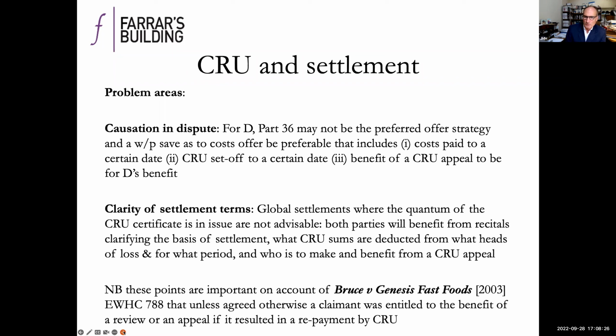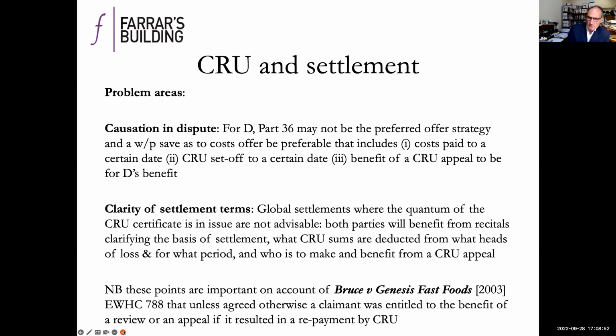So for global settlements where the quantum of the CRU certificate is in issue, in other words, where it is believed by at least one party that the CRU certificate doesn't reflect sums that were paid in consequence of the accident, but were paid for other reasons, then in those circumstances the settlement terms should make all of these points clear.